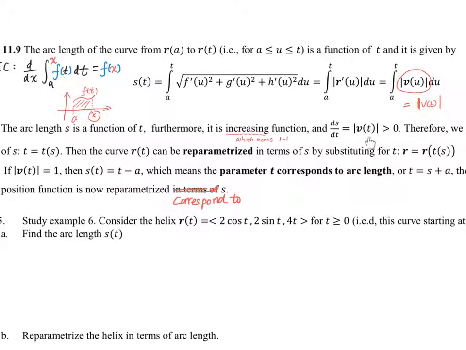Obviously this is a speed. The absolute value of velocity, or the magnitude of velocity, is just speed. Speed is greater than 0, which means this is also increasing.